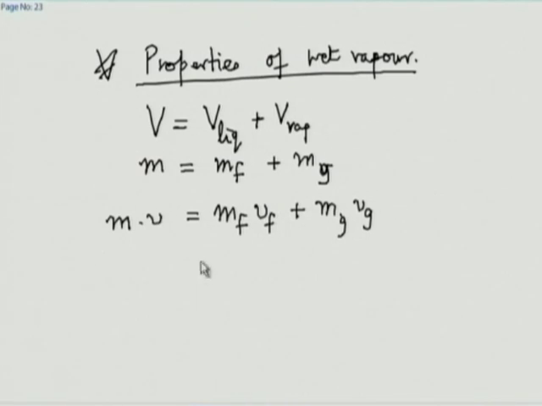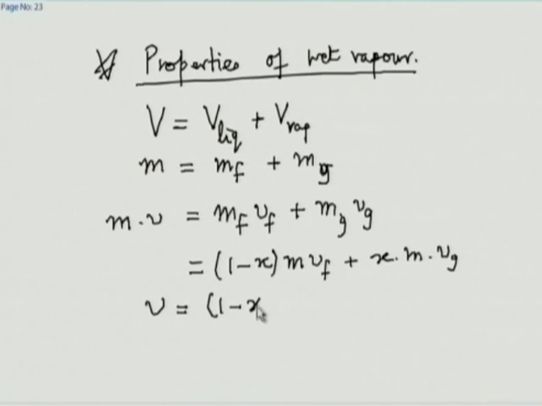Okay. And what is this? mf is nothing but 1 minus x into M into Vf plus mg is x into M into Vg. And that gives you this formula, V will be 1 minus x into Vf plus x into Vg. And similar formulae can be derived for U, H and S. You can write out these formulas, leave some space and you can write out these formulas. You can turn this around and transpose this to solve for x.